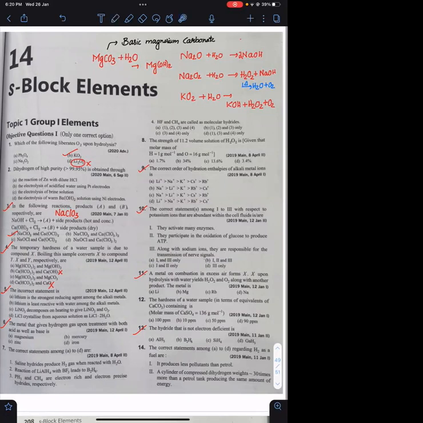CaCO3 जो है, everyone, CaCO3 जो है, it cannot dissolve in water. अभी देखा हमने. In order to dissolve CaCO3, what you need to do? You need to pass CO2, then it will be converting into bicarbonate, which is soluble.